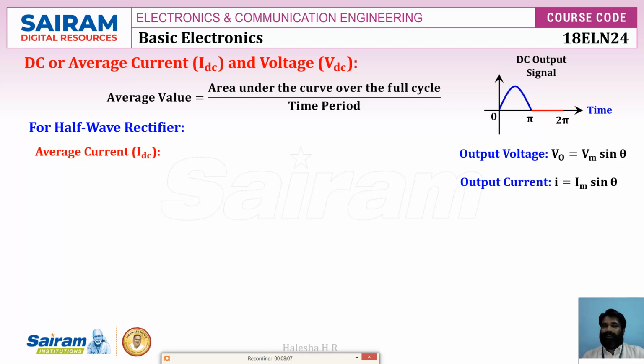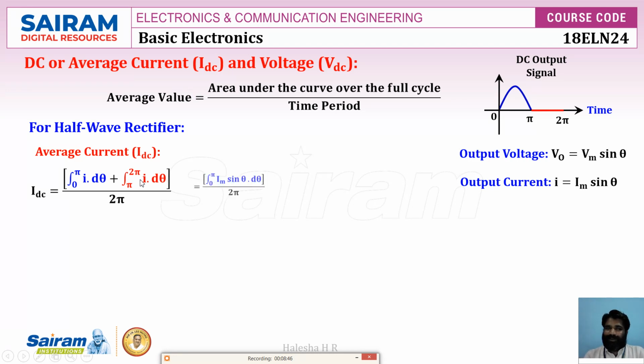First we will obtain average current, then we will obtain average voltage. To find the area of the curve we use integration: integration from 0 to pi of current I d theta plus integration from pi to 2 pi of current I d theta. Observe the waveform: from pi to 2 pi current is 0, so the second term is not present. Only the first term remains.